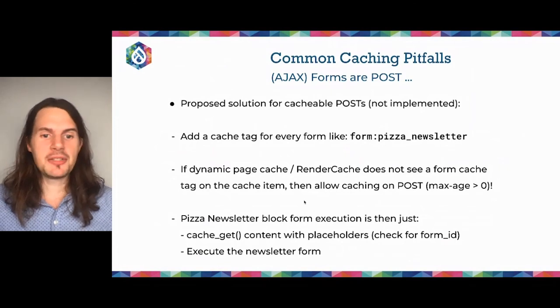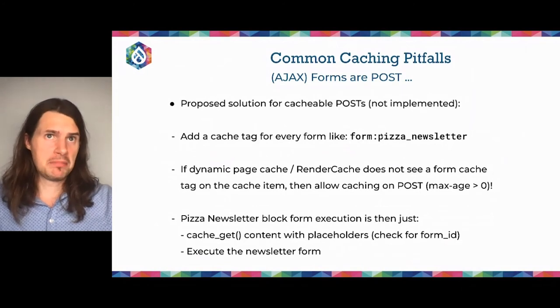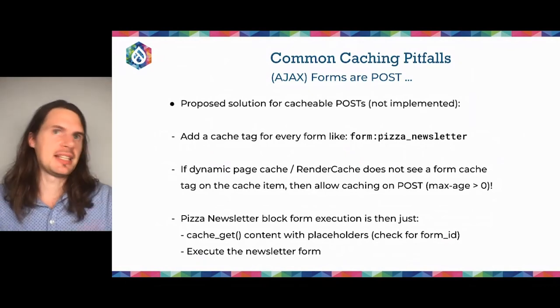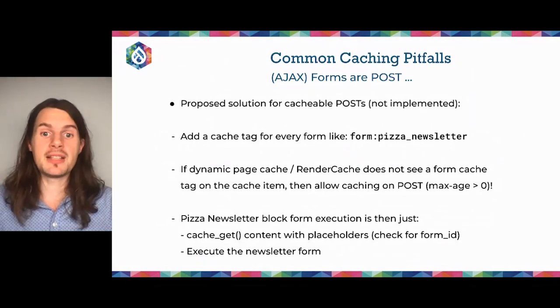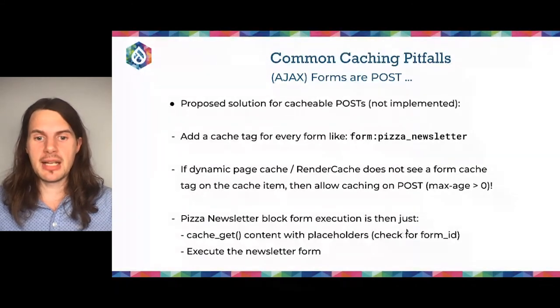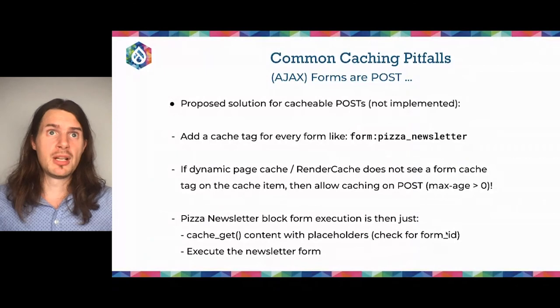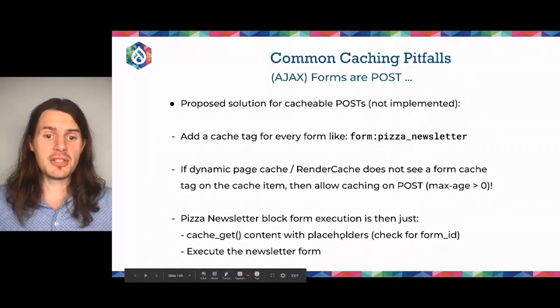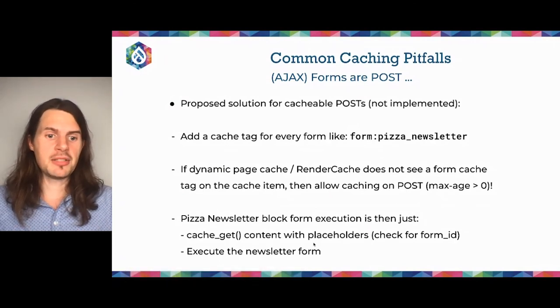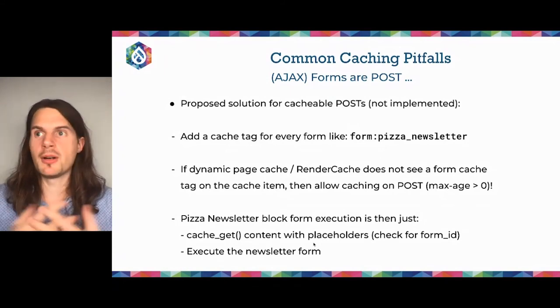But now the pizza newsletter block from execution is then just, we get the cache get content with placeholders. And because we have the form ID right here, and that is what we get when we are executing a form, we know where we need to find this form. That's the form ID essentially, or maybe form build ID, but whatever, we can store whatever we want in the cache tags here. We just check if it's in the main response. No, it's not. So we can just return the content as usual, and then we just execute the placeholders. And we see the newsletter form is actually in a placeholder there, and we execute it, and that's it. And that way, we don't have to build the whole form again to do that.